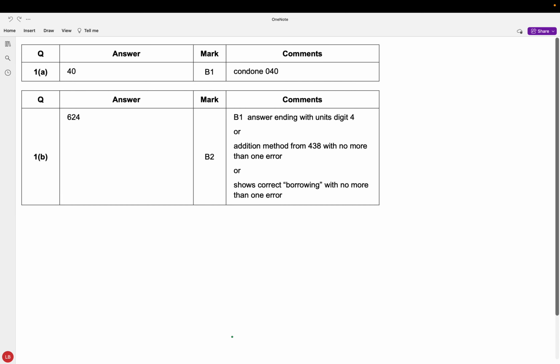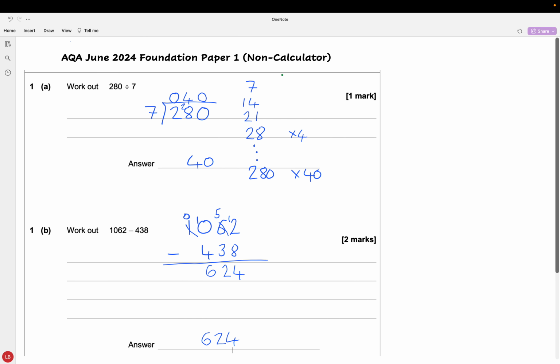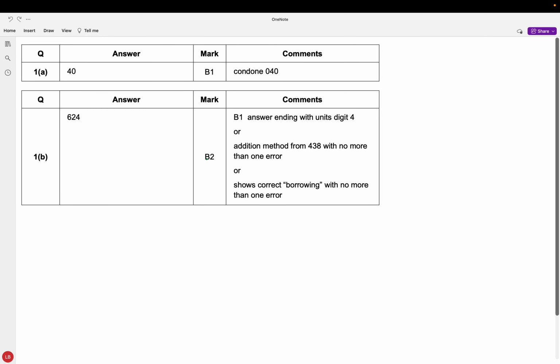Oh, we'll just check our answers with the mark scheme. So on the first one, you can see there, condone 040. That's because if we've done our bus stop method, we will have written 040. So if you've written 040 on the answer line, you will be allowed that answer. I wouldn't recommend it. I suspect they've probably allowed that because it's the first question, so they're being a bit generous with the marks here. You shouldn't write 040. The answer is 40.